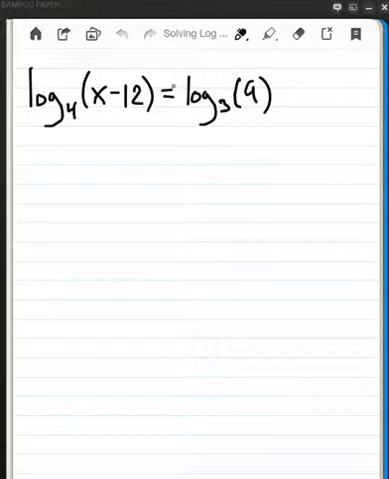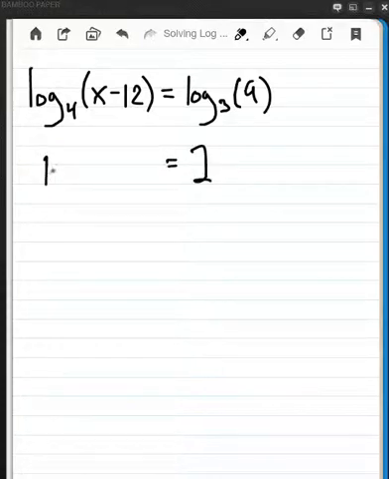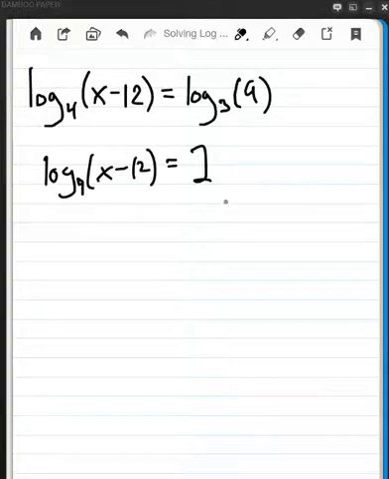Notice, though, that there's no variables here. These are all numbers, so we can see if it's possible to evaluate what is log base 3 of 9. And it is something that's easy to evaluate. What is the exponent you have to raise 3 to in order to get to 9? That would be 2. So this log expression is equivalent to 2. So really, we can rewrite this as log base 4 of x minus 12 is equal to 2.